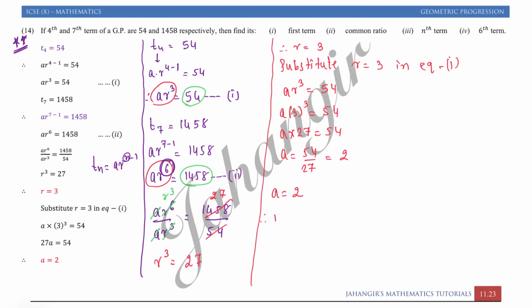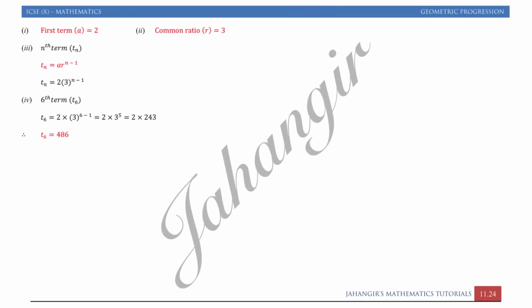So therefore first question ka answer, you have to just write in sub question pattern. First term is equal to 2. Second question ka answer, common ratio is equal to 3. Once you get first term and common ratio, what you can do, you can find nth term. That is third question का answer. Third question में we have to find nth term.